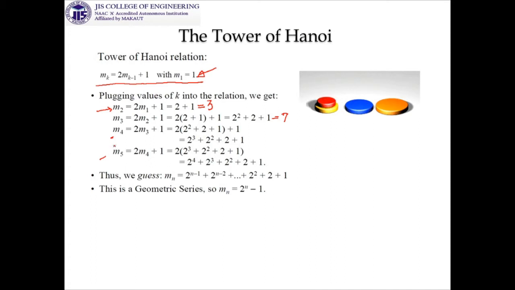After that you have to guess what will be your m_n, and you have to guess it in a logical manner. For 5 it is 2 to the power 4, 2 to the power 3, 2 to the power 2, 2 to the power 1 and 2 to the power 0. So for n it will be 2 to the power n minus 1, 2 to the power n minus 2, then dot dot dot, then 2 plus 1. So this is the geometric series. So m_n will be 2 to the power n minus 1, that means if you sum them up you will get this one according to the very standard rule of GP series.